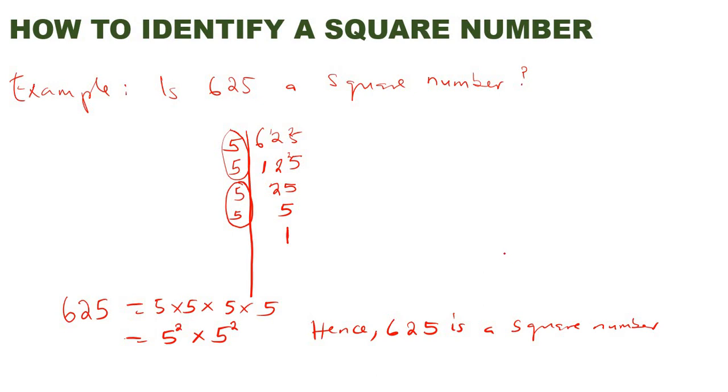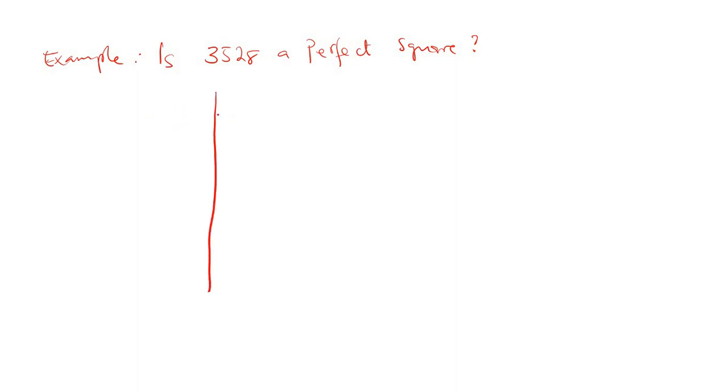Is that clear? So let's try another number. Let's check if this number is a square number. Example number 2: is 3,528 a perfect square? Let's use that word, a perfect square. Remember I said that's another name for square number. So is it a perfect square? Let's take it the same way.